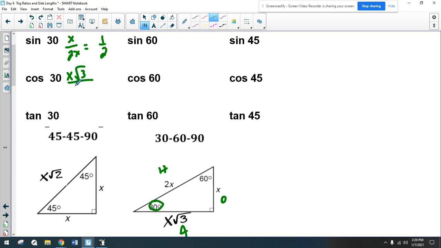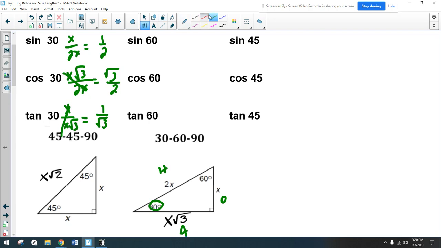Okay? Cosine of 30 is supposed to be adjacent over hypotenuse. I used z's before, but it doesn't matter because the z's will cancel out just like the x's will cancel out. So you're just going to have square root of 3 over 2 for that one. And then tangent of 30, that's supposed to be opposite over adjacent. So I've got x over x square root of 3. And these go away, so you're left with 1 over the square root of 3.